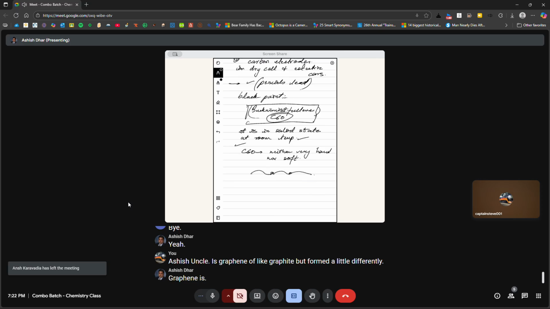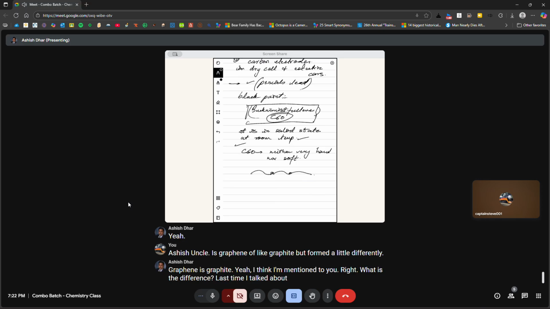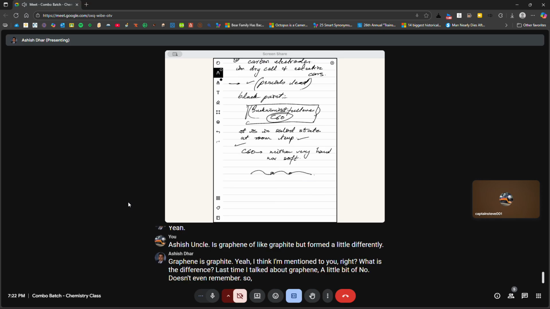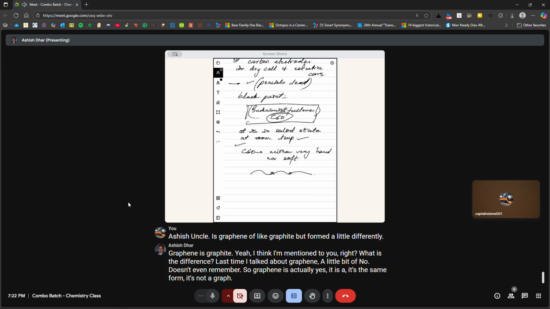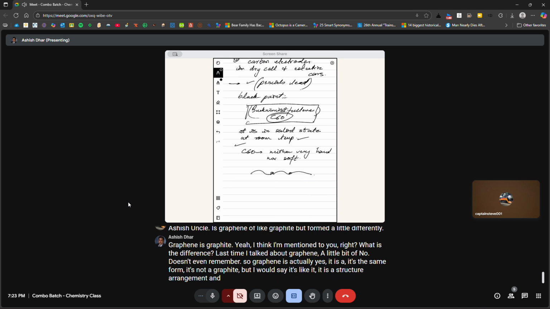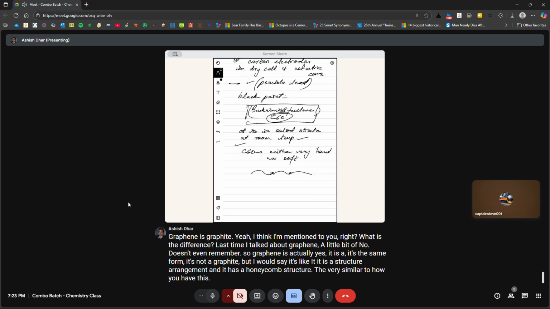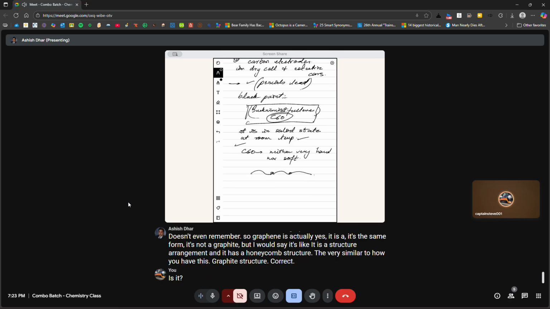Graphene is graphite. Yeah, I think I mentioned to you, right? What is the difference? Last time I talked about graphene a little bit, or no? Does anyone remember? So graphene is actually the same form. It's not graphite, but it is a structure arrangement and it has a honeycomb structure. It's very similar to how you have this graphite structure, correct?